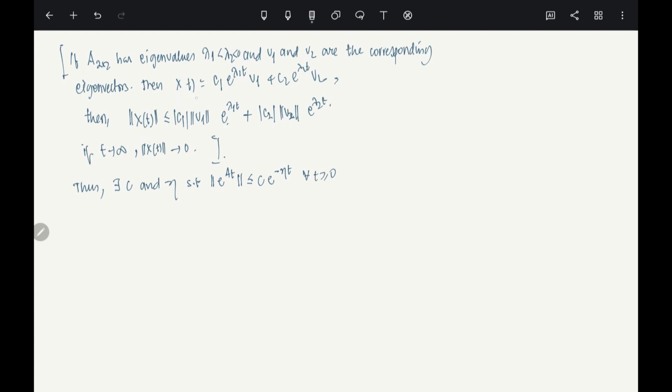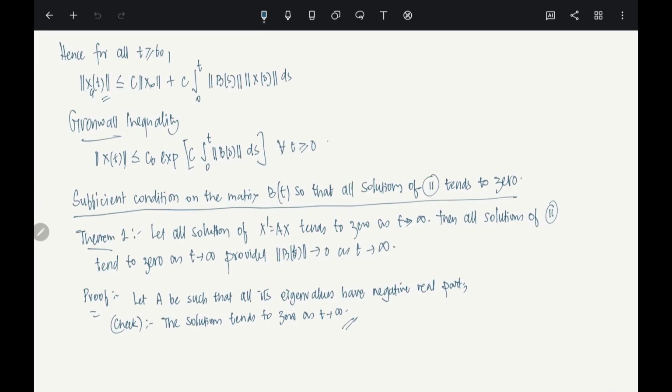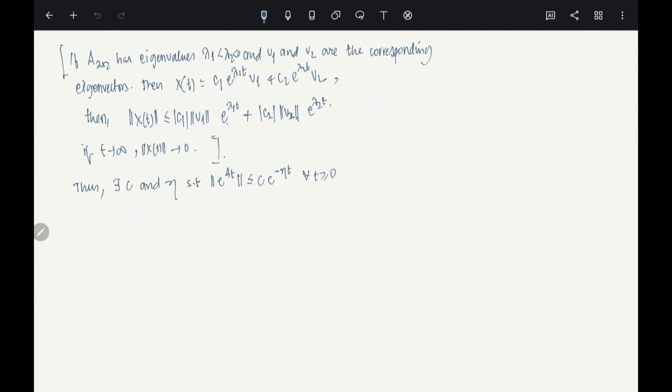See, x of t is nothing but e to the power At times x naught. So if I take the norm, I can take the maximum of that, and it can be written as c times e to the power minus eta t. Why minus? Because both eigenvalues are negative, at least the real part. If they are negative, then only this can happen. Since all solutions tend to 0, the real part of the eigenvalues has to be negative. So that is why it is minus eta t. Is this clear?